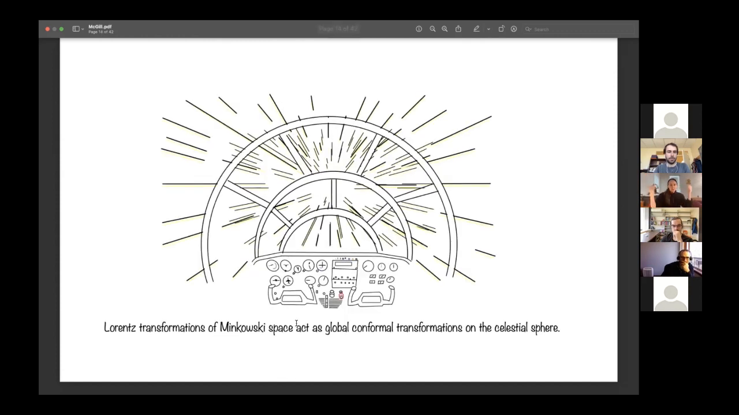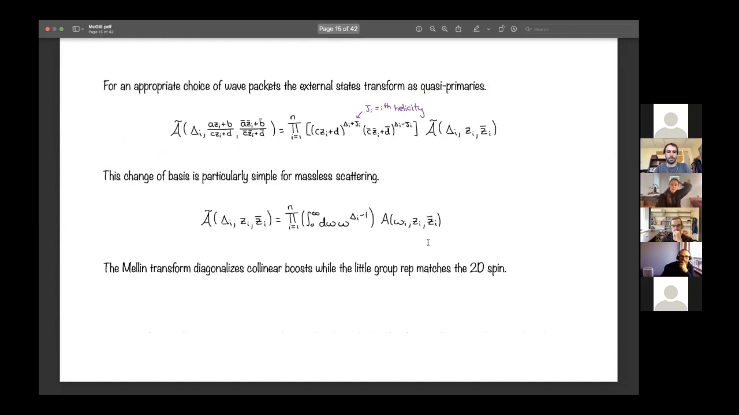Now, Lorentz transformations in Minkowski space are global conformal transformations on the celestial sphere. And so when I choose to go to a boost basis, this is just a choice of wave packets, and these transform as quasi-primaries, basically by construction. For the massless case, it's enough to see this. Each of the external particles is in some helicity representation. If I do a rotation around the momentum direction, those external states transform under the little group with that representation determined by the helicity.